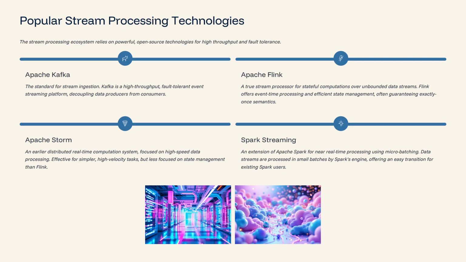So, here are the popular stream processing technologies. The stream processing ecosystem relies on powerful open source technologies for high throughput and fault tolerance. So here are four of them: Apache Kafka, Apache Flink, Apache Storm, and Spark Streaming. So each one of them is here.